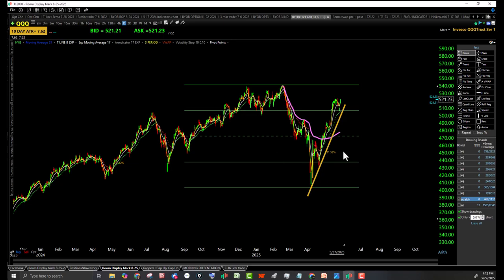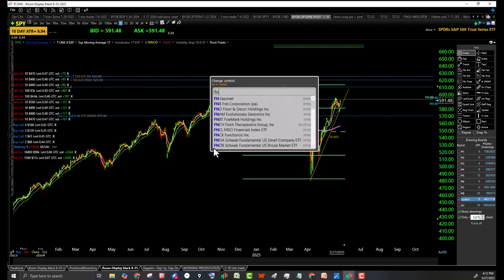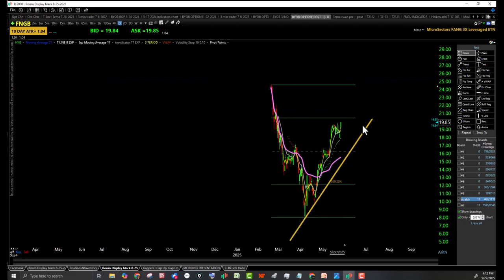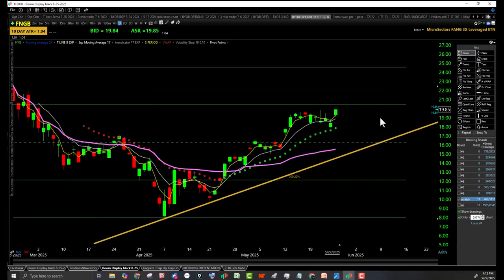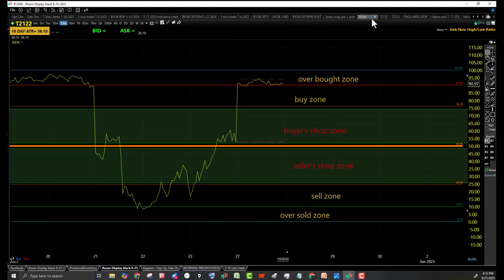All right, solve that problem. Okay, so there's QQQ up there. That's bullish. All right, you got SPY up there, quadrant 4. That's bullish. All right, we got FNGB up here. That's bullish in the upper third up there. Okay, that's bullish.